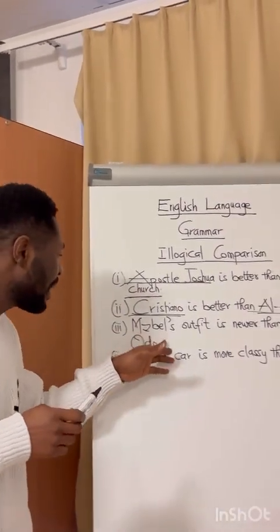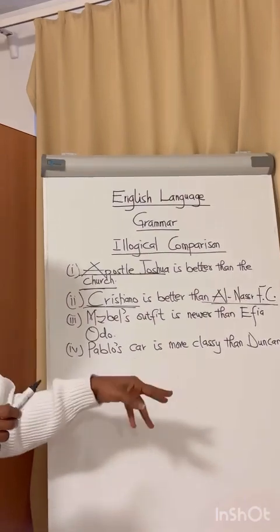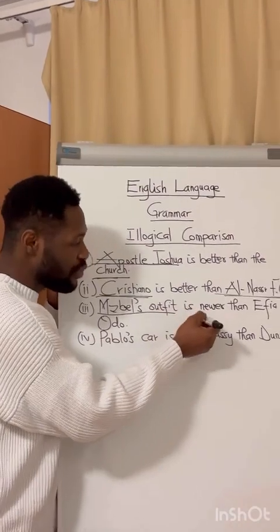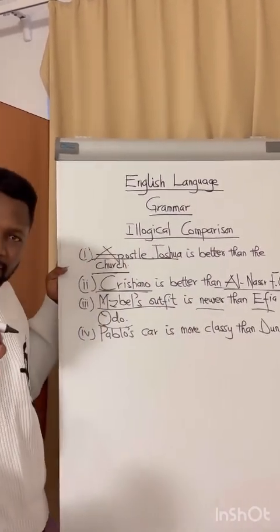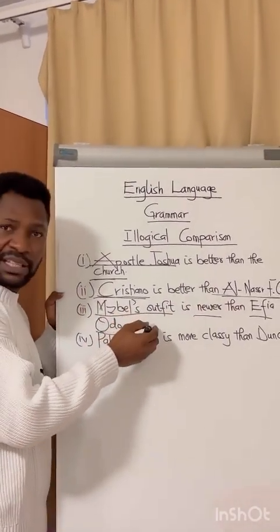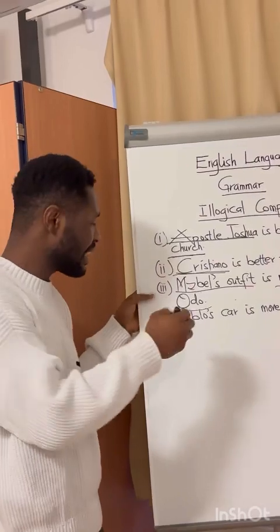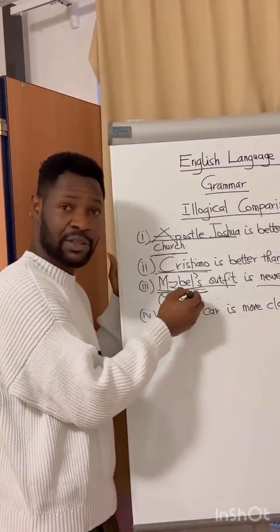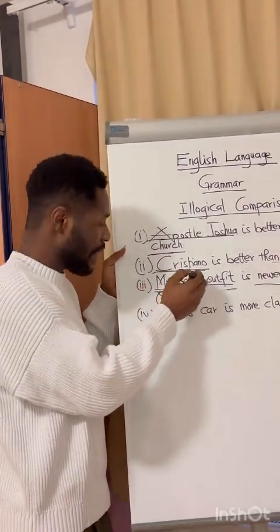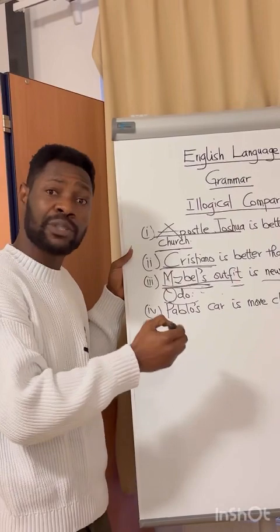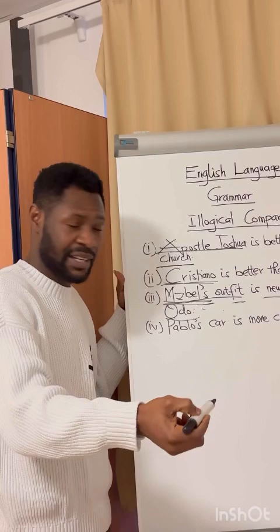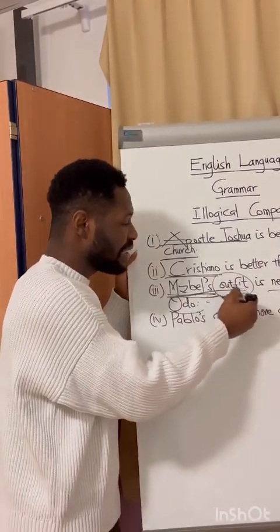We also have: Miss Bell's outfit is newer than Efia Odo. Now just imagine, Miss Bell's outfit is newer than Efia Odo. The question here is, are we comparing Miss Bell to Efia Odo, or are we comparing the outfit? Clearly, grammatically, if we are asked for the subject of this sentence, the subject here is not Miss Bell. Miss Bell here with apostrophe S is an adjective. It is a possessive pronoun. Sorry, a possessive noun, and the possessive noun acts as an adjective. So here, the subject of the sentence is outfit.